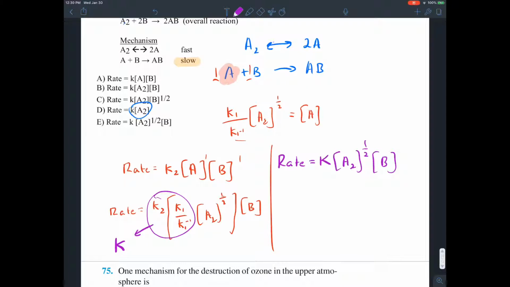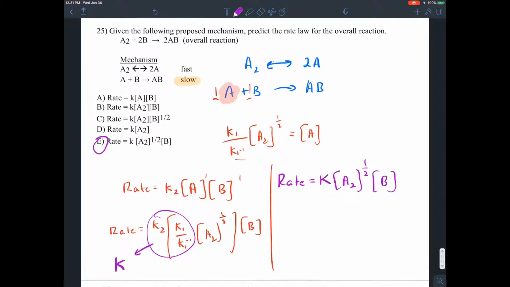Now, given that, my answer is going to be E in this equation: A sub 2 to the 1/2 and B. Remember, let's look at what we did. We looked at the mechanism and we saw that the slow step was in the second step, which is perfectly fine. However, a reaction intermediate, A, was found in the slow step, and I cannot be okay with the reaction intermediate being in my rate law.